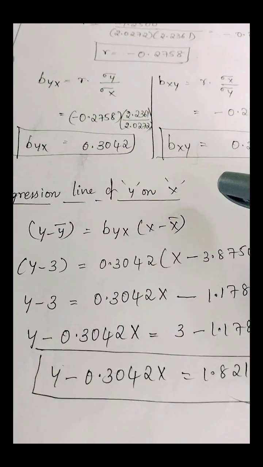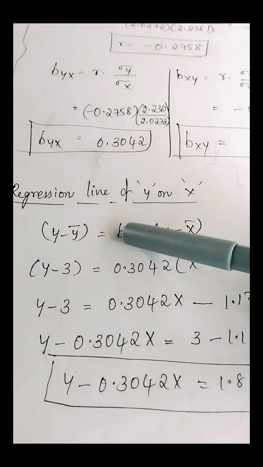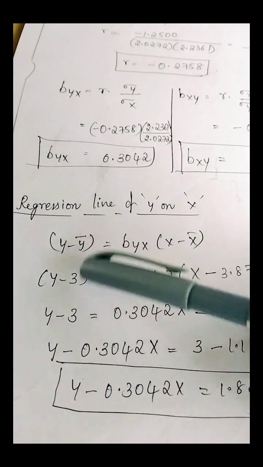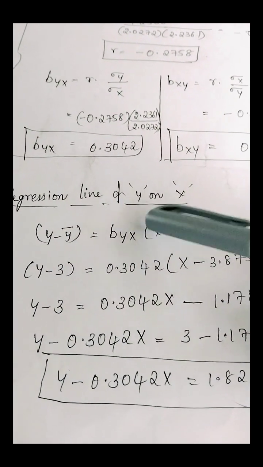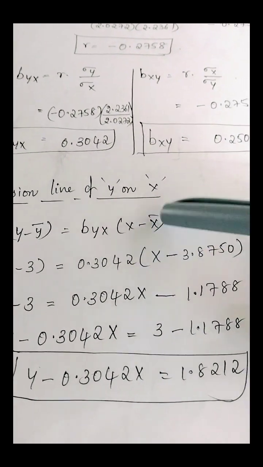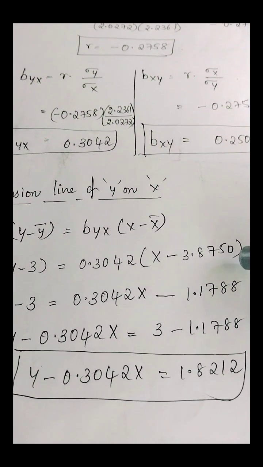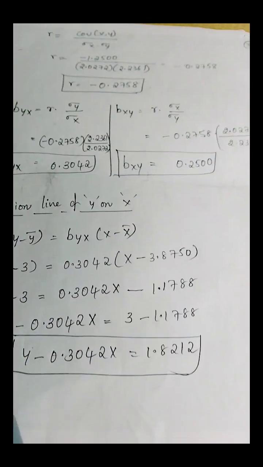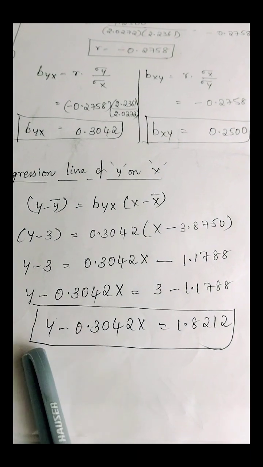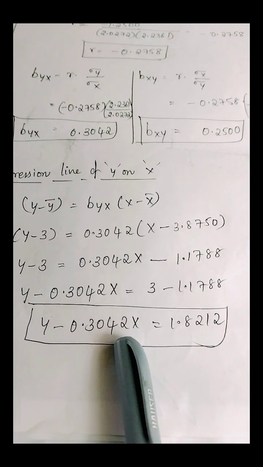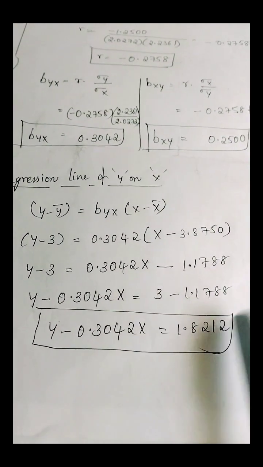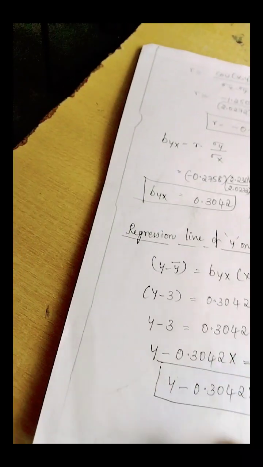This is the regression line of y on x. y minus y bar is equal to Byx into x minus x bar, where y bar is equal to 3, Byx is 0.3042 and x bar is equal to 3.8750. By simplifying this, you get the regression line of y on x as y minus 0.3042x is equal to 1.8212. This is the regression line of y on x.